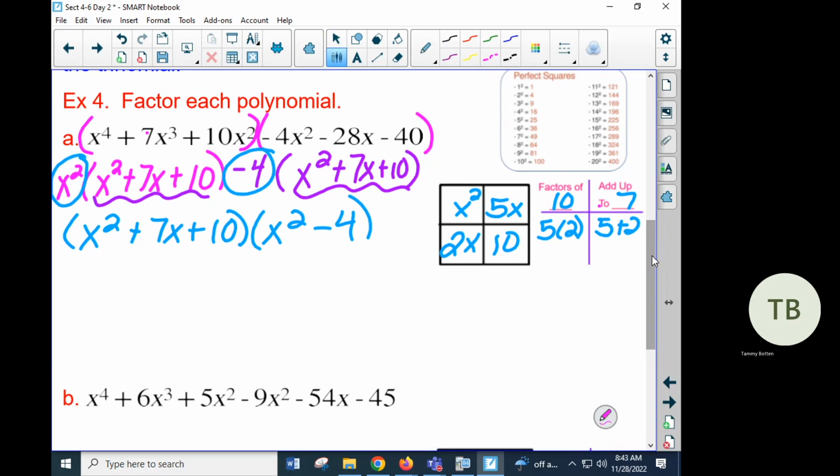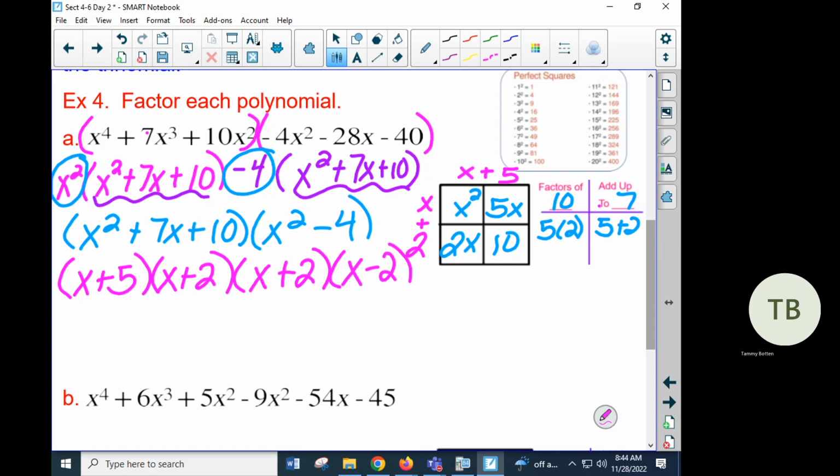Now, x times x gives me x squared, 5 times x gives me 5x, x times 2 gives me 2x, and 5 times 2 gives me 10. So one of my factors is x plus 5, the other one is x plus 2. Okay, now I have this. Can I factor this more? Yeah, what is it? X plus 4 twice 2. Yes.